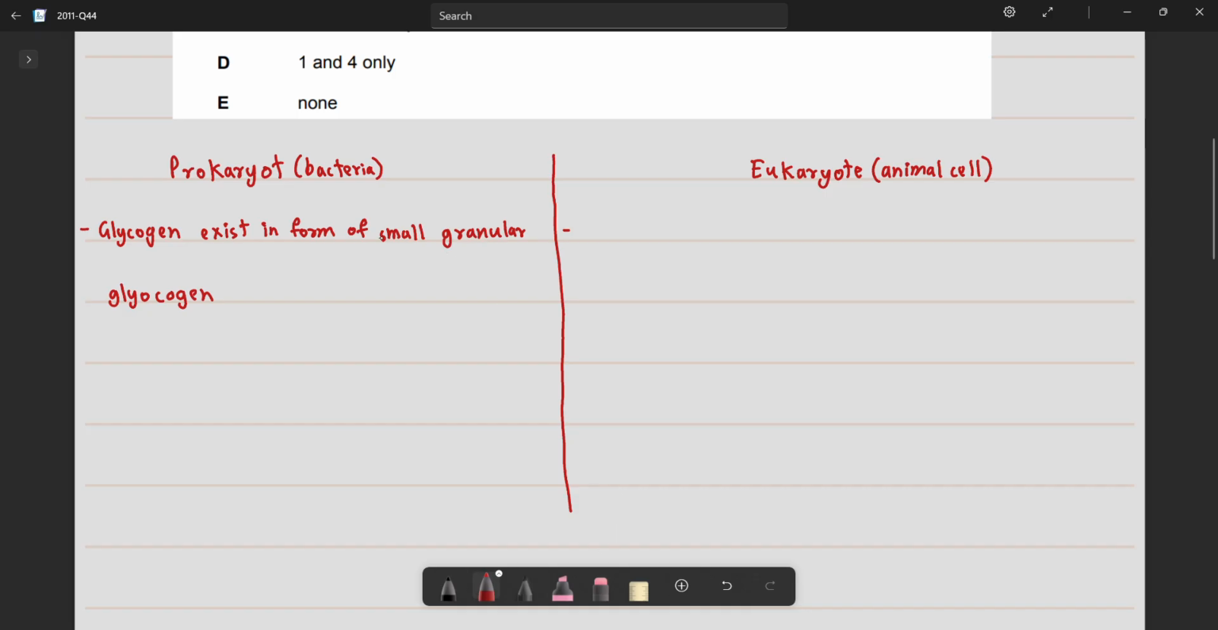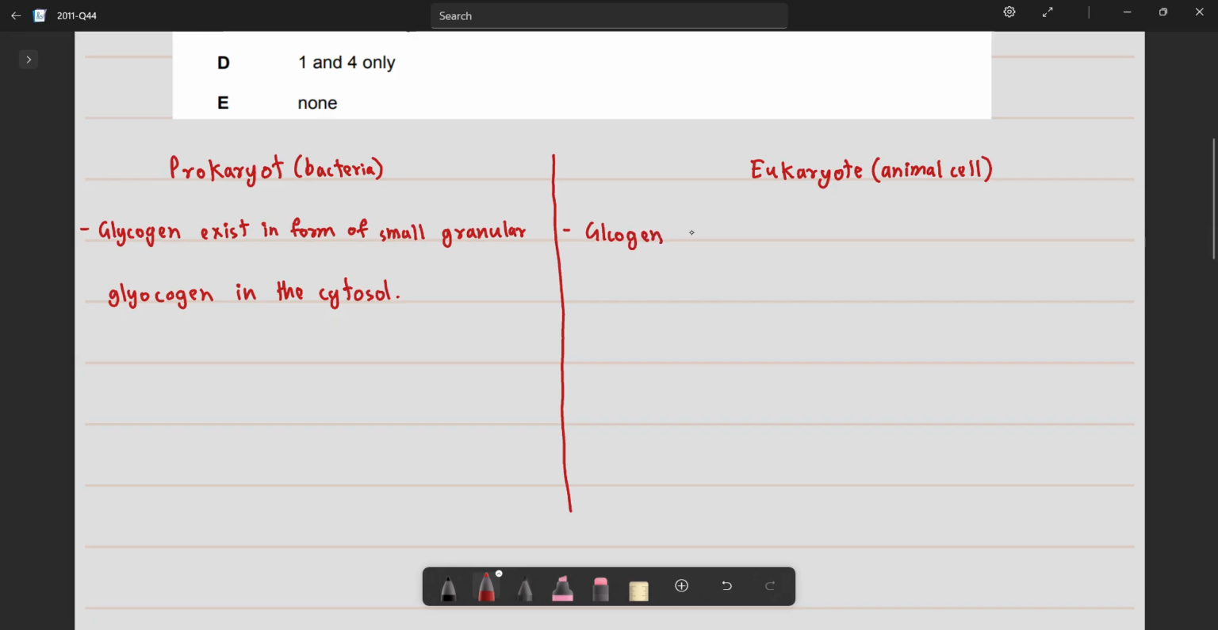Okay, small granular glycogen in the cytosol, which is also called cytoplasm, whichever way you like. But to be more specific, I'll say cytosol. Glycogen exists in the form of small granular glycogen in the cytosol of prokaryotes because they lack membrane-bound organelles, so almost every structure is free floating around the cytoplasm.